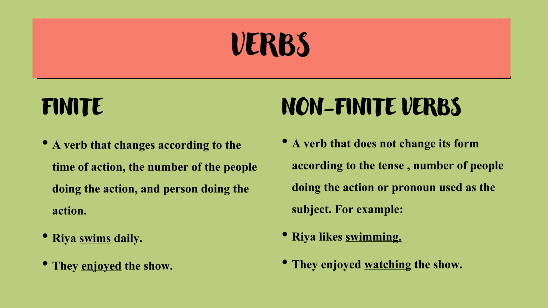A verb that changes according to the time of action means tense form. The number of the people doing the action means singular or plural noun. The person doing the action means first, second, third person. So when the verb changes according to the person, singular and plural noun, and the tense, that verb is called a finite verb.